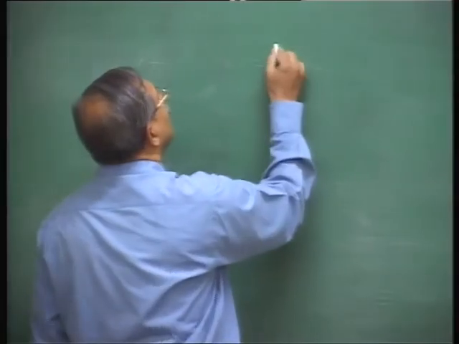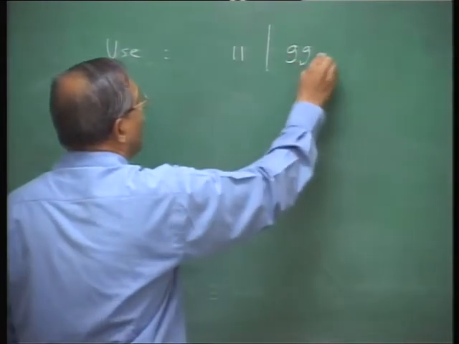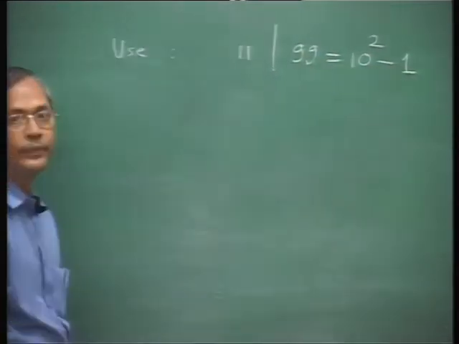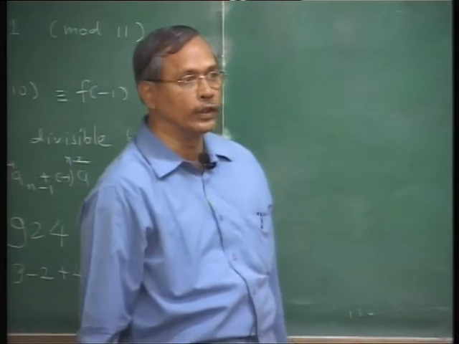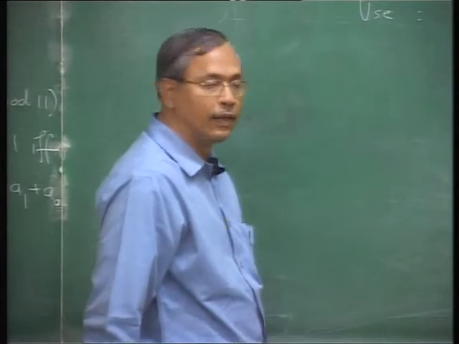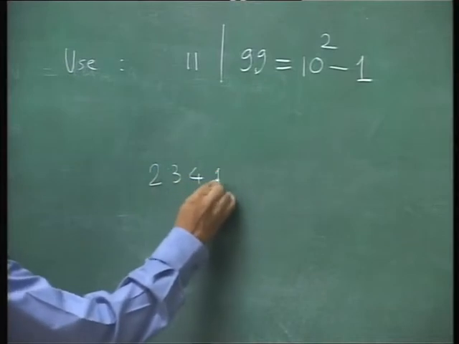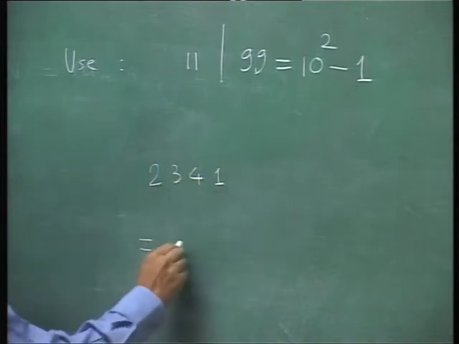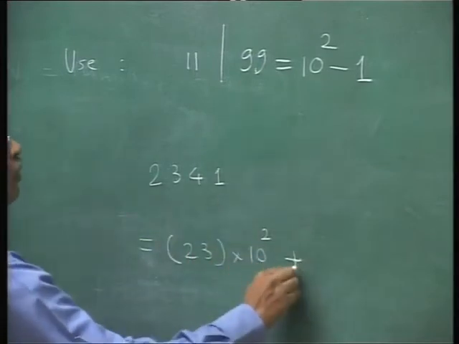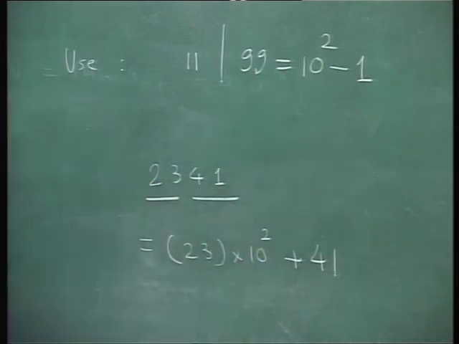Use that 11 divides 99 and 99 is 10 raised to 2 minus 1. And you can devise a test of divisibility by 11. How do you do that? So, I have a number like 2341. This I can write as 23 into 10 raised to 2 plus 41. So, I am making these groups of 2-digit numbers.